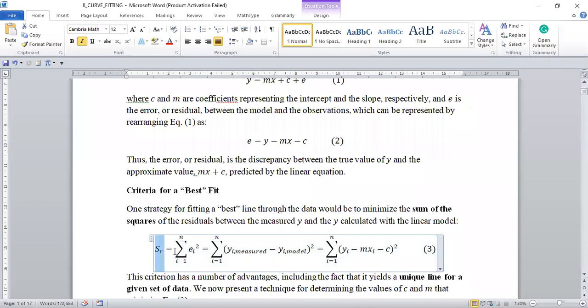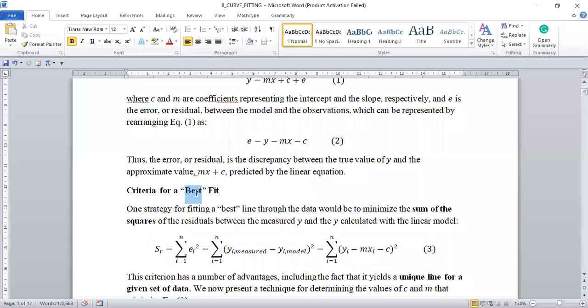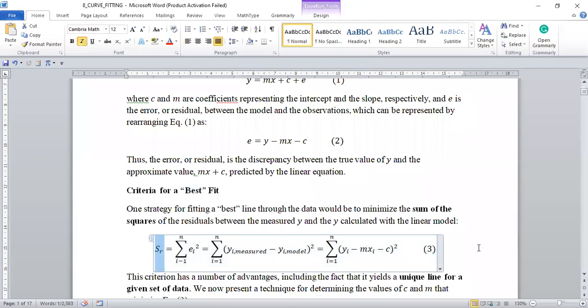We represent this as S subscript r. If this S subscript r is equal to 0, then we know that the line we are trying to fit through the data points is the best fit. That curve is the best fit for the line. So what we are trying to do is minimize this S r.